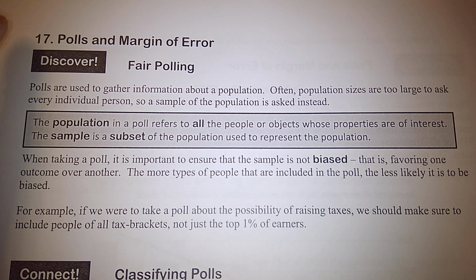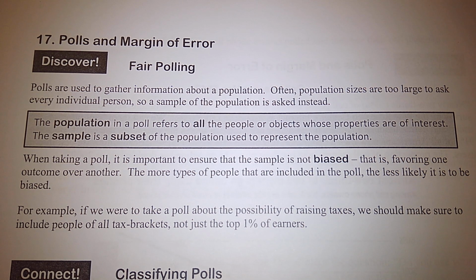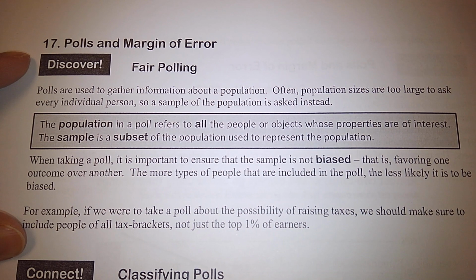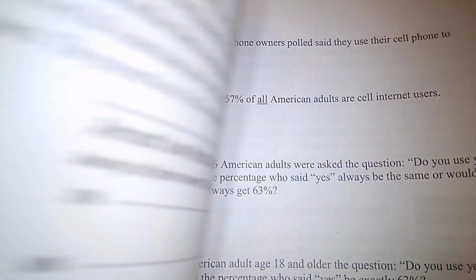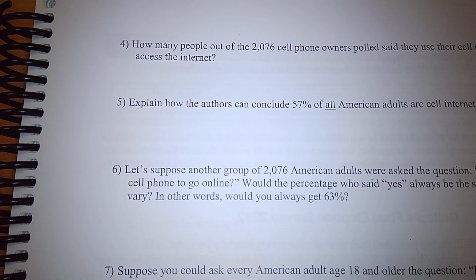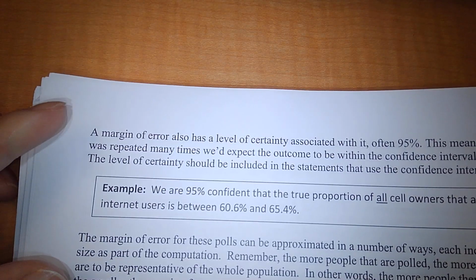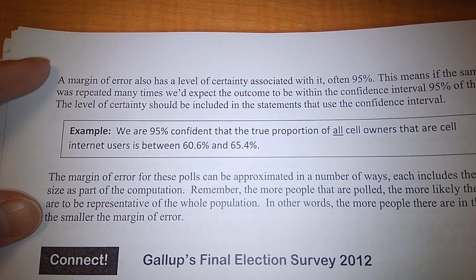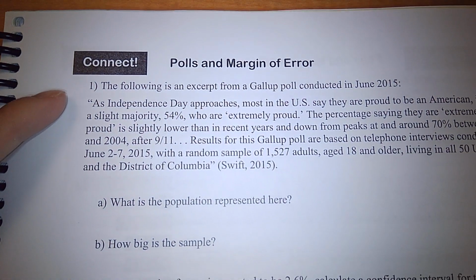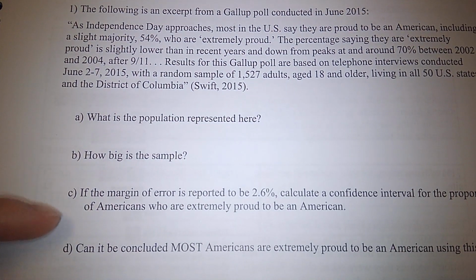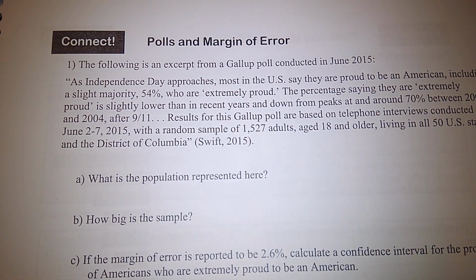For this section 17, I'm going to repeat the pages we're going to cover. On page 225, we do the discover part. On page 226, we will do the entire page. Page 227, entire page. Page 228, the top part of this. And then on page 229, we will do question 1, A, B, C, D. So that's it for section 17.